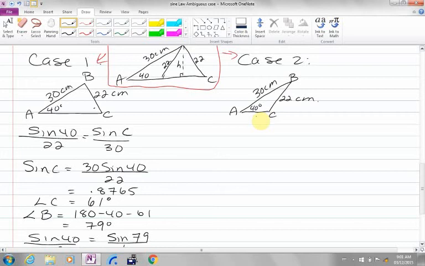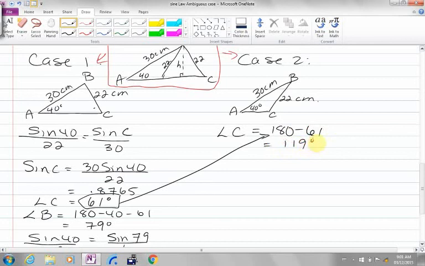So if I was to go and find this angle over here, I would again go sine 40 is to 22, as sine C is to 30. Exactly like I did in the first one. So why would I calculate all that again? Because I'm still going to get 61 degrees. But of course, that's now the reference angle. So in the second case, to find angle C, we're going to take this angle and just go 180 minus that angle to get the value of C, which is now the obtuse angle.